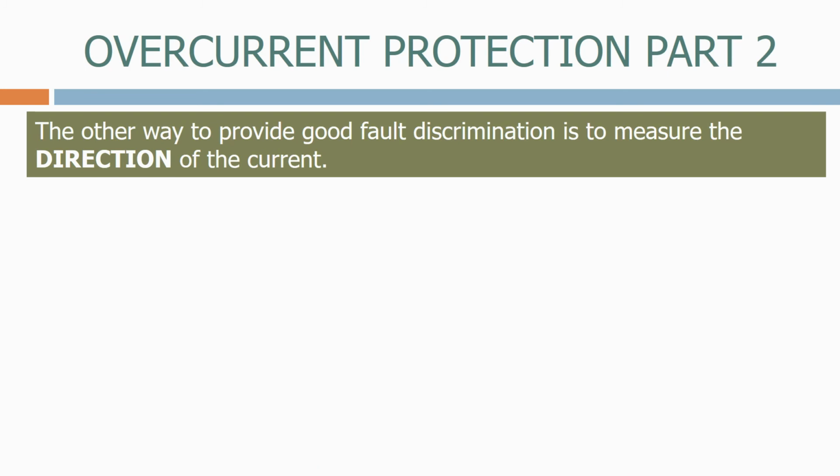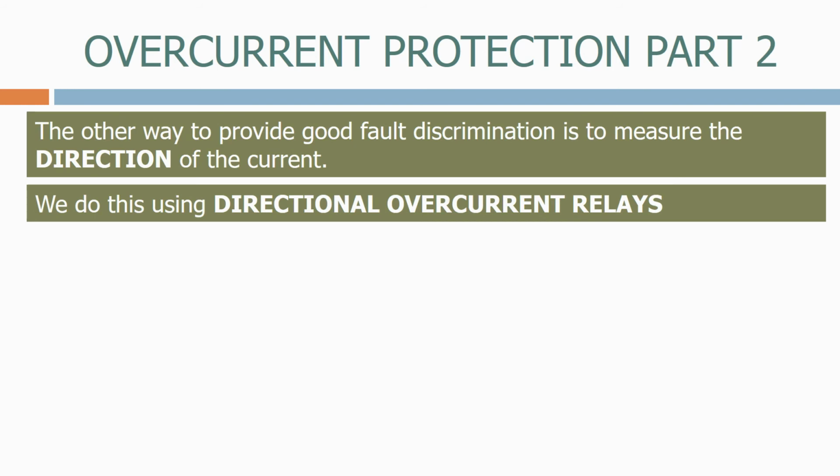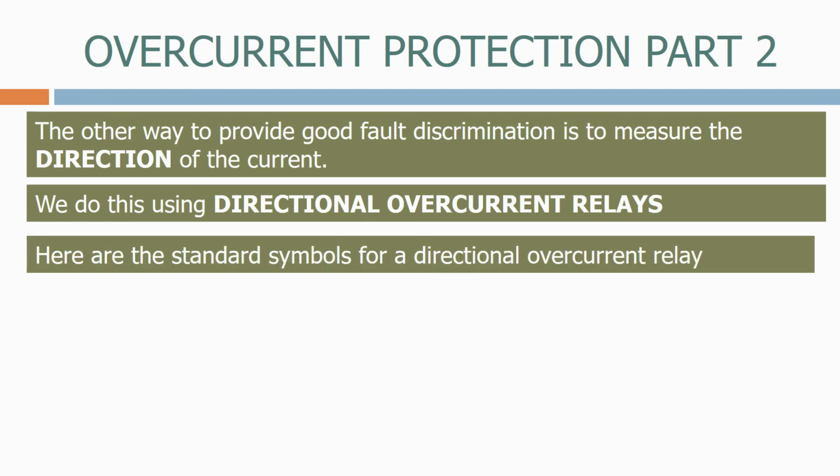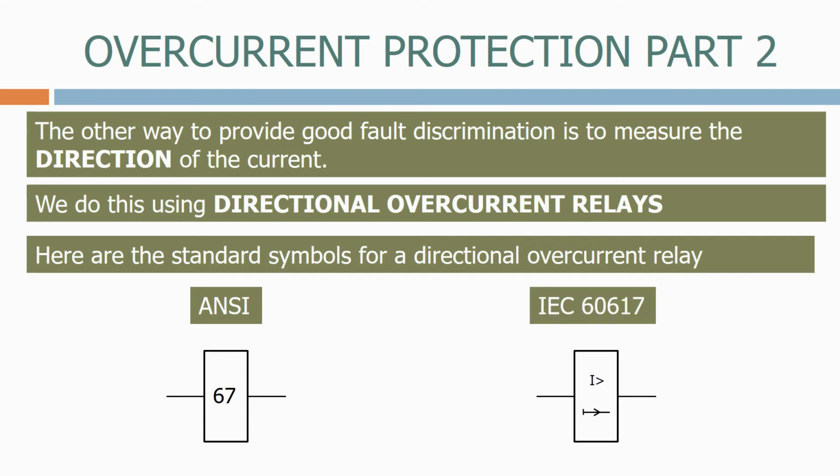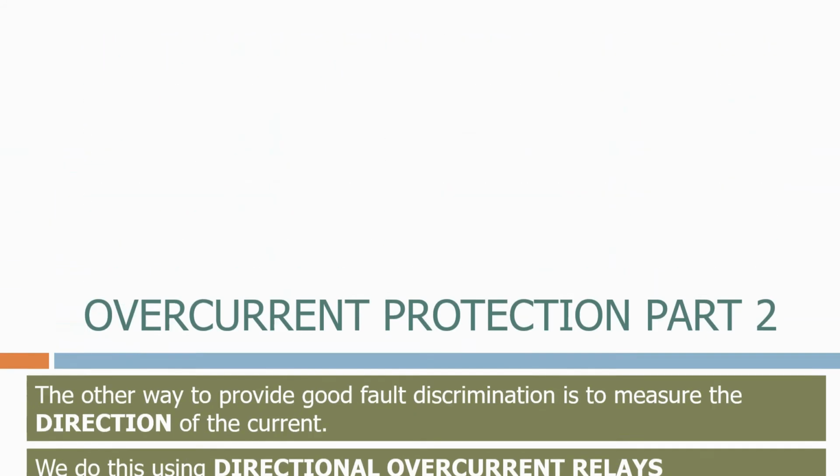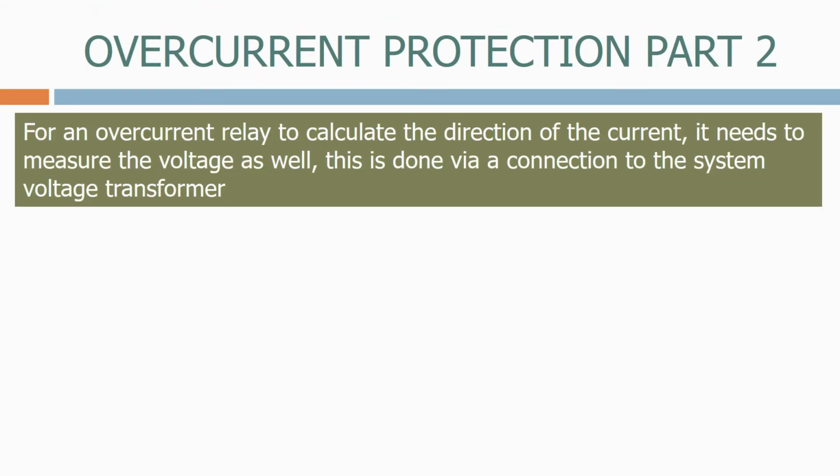The other way to provide good fault discrimination is to measure the direction of the current. We do this using directional overcurrent relays. Here are the standard symbols for a directional overcurrent relay. Firstly, we have the ANSI symbol and the IEC symbol. For an overcurrent relay to calculate the direction of the current, it needs to measure the voltage as well. This is done via a connection to the system voltage transformer.